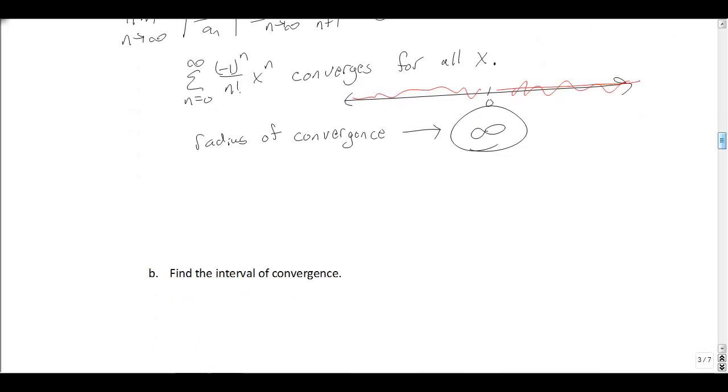And then similarly, interval of convergence. This one's a little bit nicer because you don't have to worry about the endpoints, because there are no endpoints here. Interval of convergence, you could write negative infinity to infinity, or you could write all real numbers, or whatever version of this you want. Maybe you could just write it as R, whatever you want to do here. So it's all real numbers.